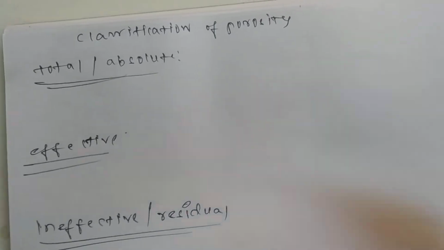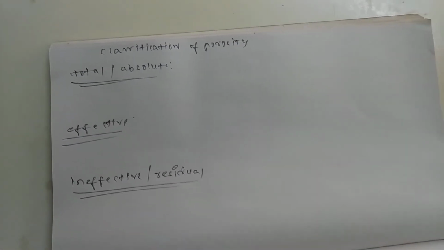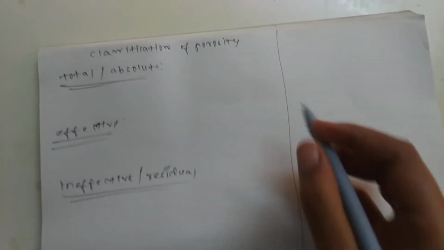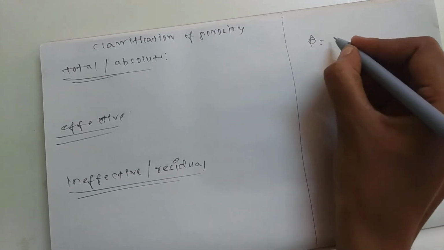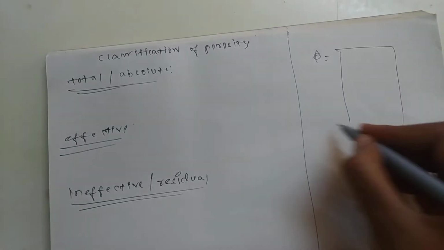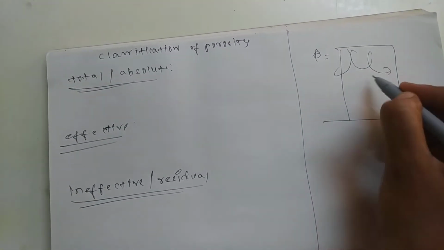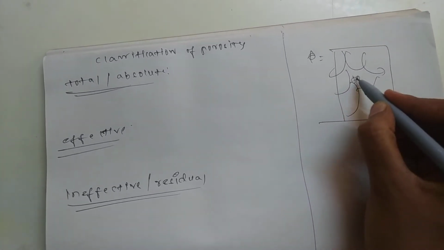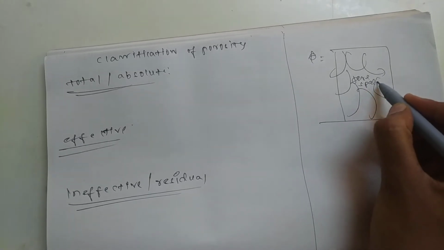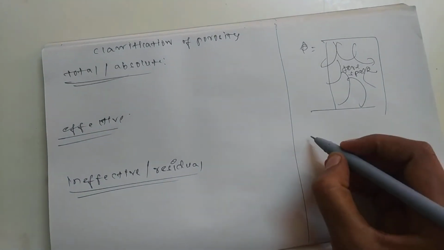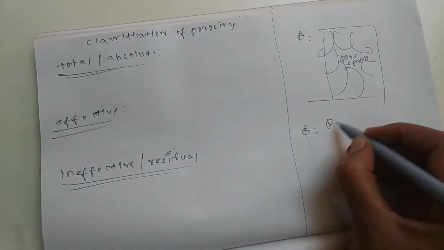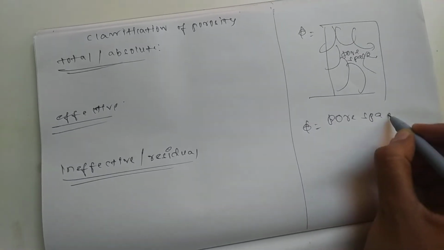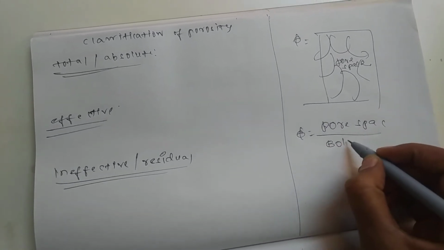Let me start with what is porosity. Porosity is nothing but, if we take a core sample where it has different types of grains, where it has grains as well as a pore space, where this is called pore space. So porosity is equal to pore space occupied by the total bulk volume.